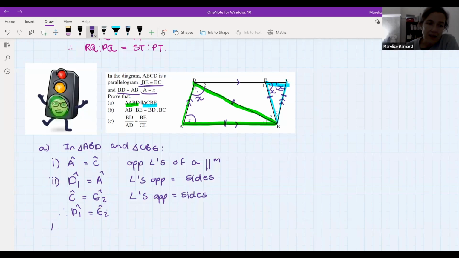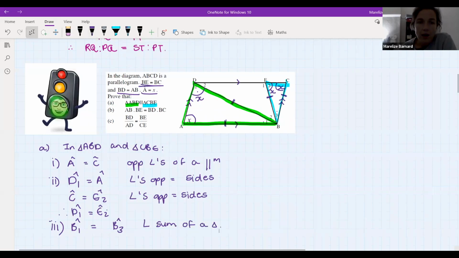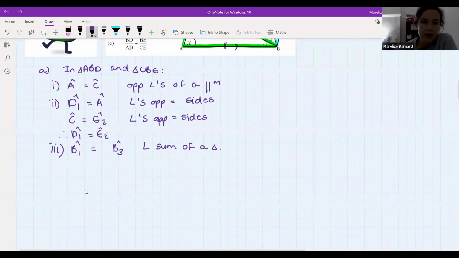And then you can say the third one is that B1 is equal to B3, and that is angle sum of a triangle. And because we have these three angles that are the same, we can say that the two triangles are similar.